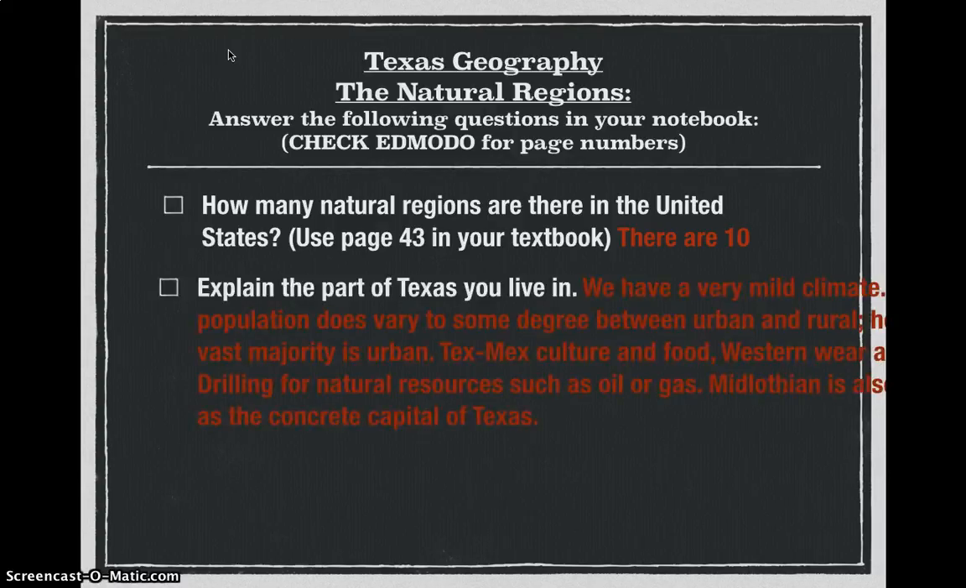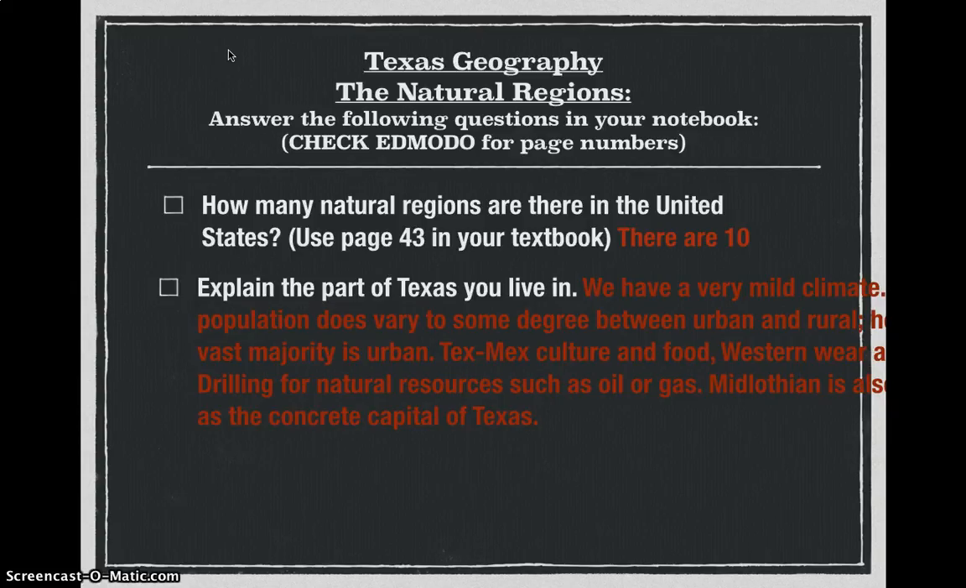All right, explain the part of Texas you live in. Well, we have a very mild climate, and my words kind of went off on the slide, but that's okay. Our population does vary to some degree between urban and rural. However, the vast majority is urban, because we live in Midlothian, and Midlothian is considered urban. There's a lot of houses and not a lot of country.